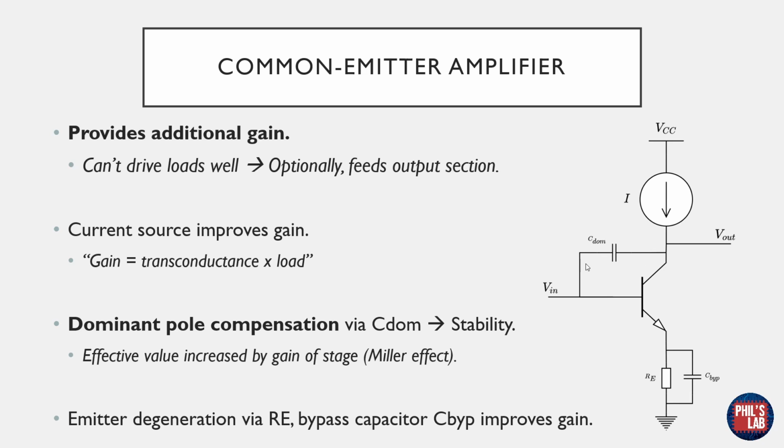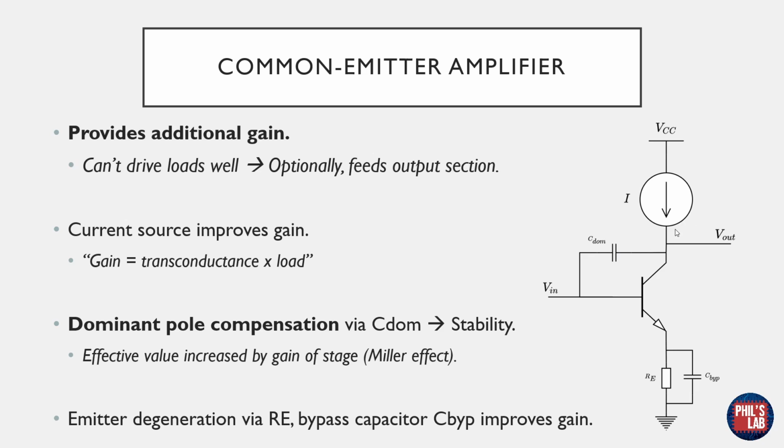You can also see this capacitor between the base and the collector of this transistor. And this is what we call dominant pole compensation. We do a roll-off of the gain above a certain frequency using this dominant pole capacitor. And this is to aid stability for the closed loop. And without this, essentially you get ringing, oscillations, and an unstable amplifier.